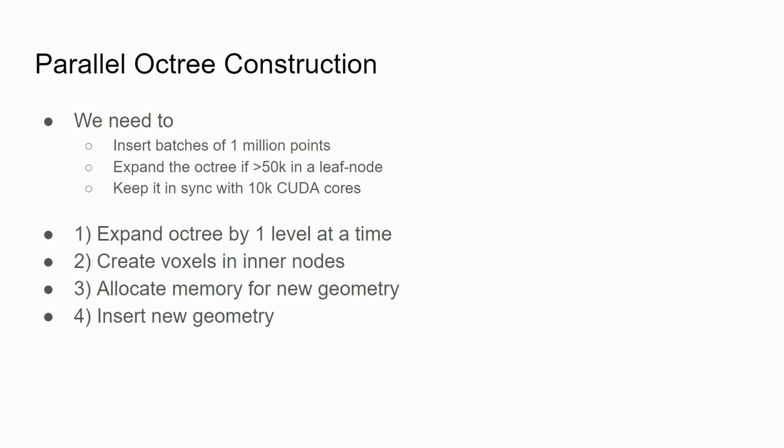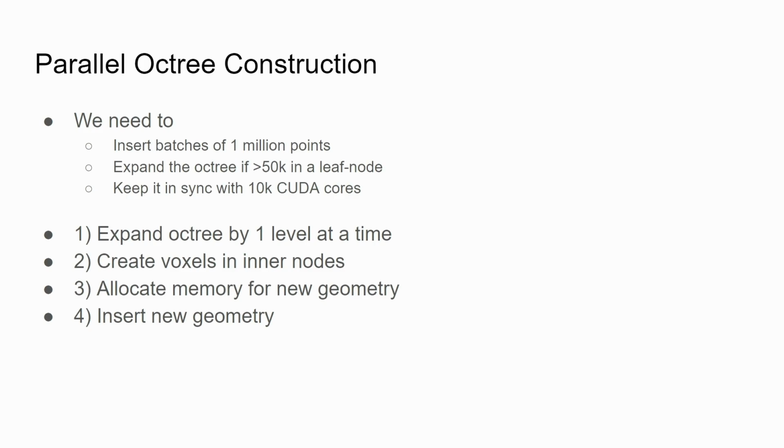During the parallel octree construction, we insert batches of points with up to 1 million points. Basically, we're loading batches of 1 million points from disk and streaming them directly to the GPU, and if we insert 20 million points in a frame, we insert 20 times 1 million points. And this is also the place where we can just stop inserting new points if our time budget for the current frame is exceeded.